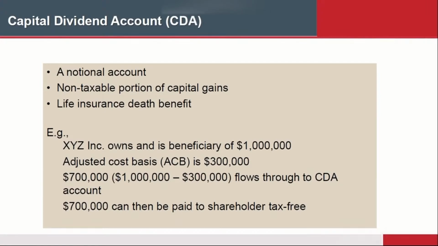Now, like I said, there's all kinds of other things that can go in the CDA account. But for our purposes and for exam purposes, all you need to really know is that there's a capital gain, the non-taxable portion of the capital gain, and the net value, basically, of the life insurance policy, the flow of the money. Let's say in this example, $1 million minus the ACB, that also flows into the CDA account.